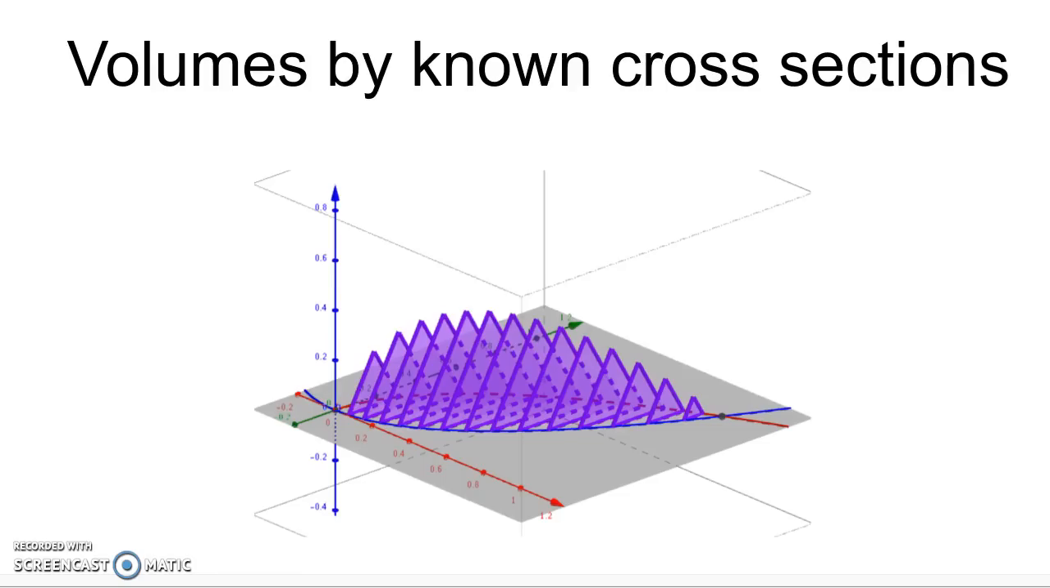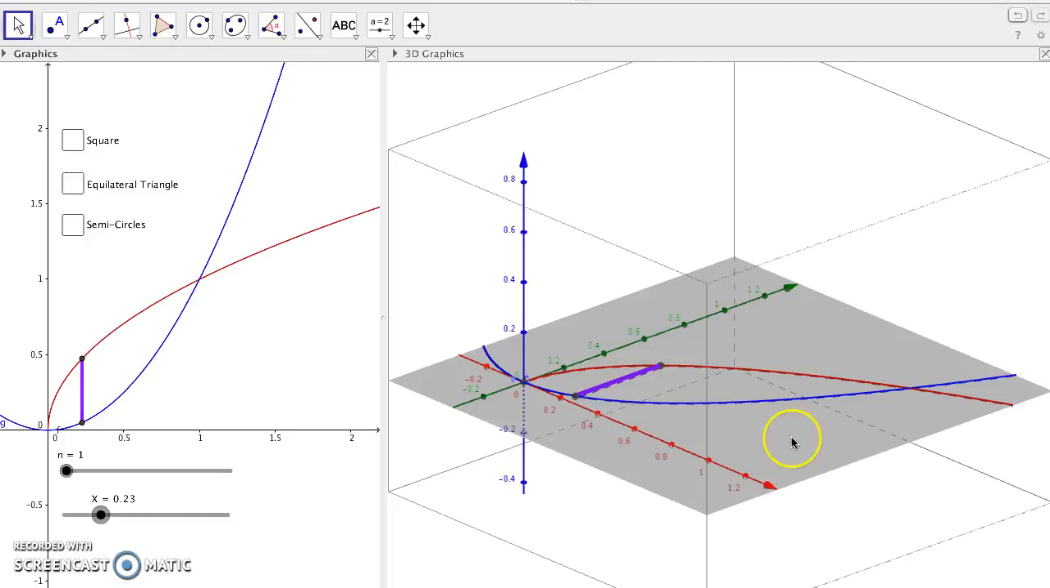I'd like to talk with you today about calculating volumes of solids that are formed by known cross-sections. So there's a little picture here of kind of what I'm talking about. To give you a better idea, let me just pop over to GeoGebra. So I've got the graph of y equals x squared and y equals the square root of x. And of course we can see they intersect at 0, 0 and 1, 1.